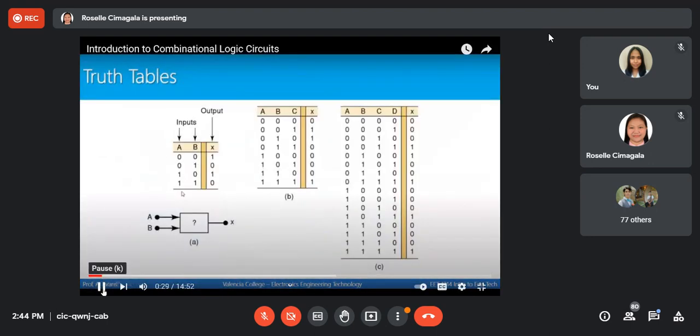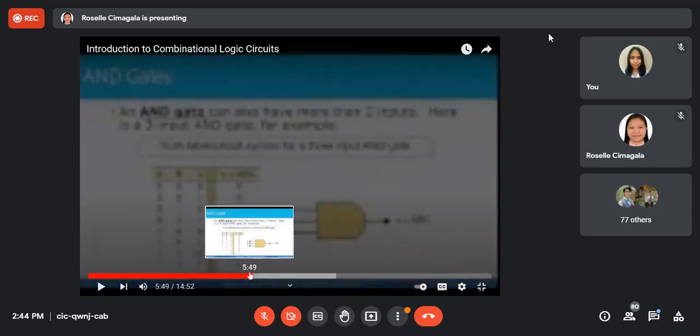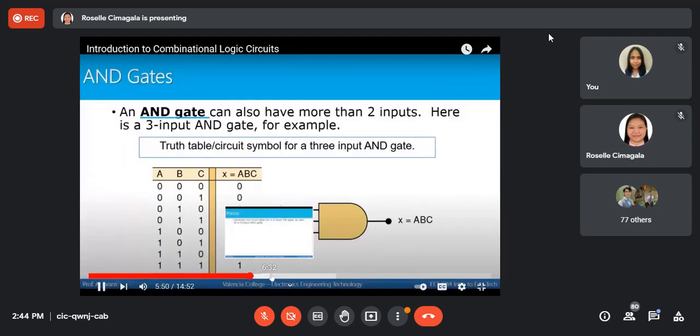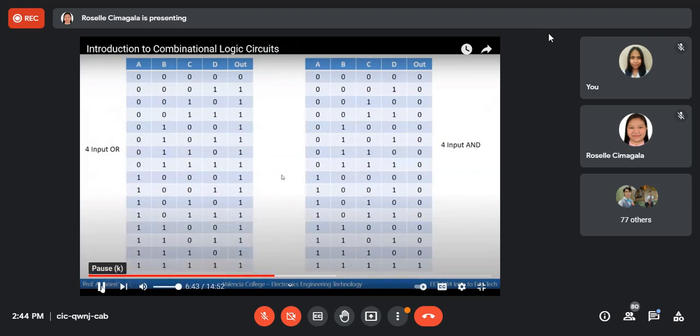Truth table that represents a digital circuit with 2 inputs, A, B, and C. It's the out. If you.